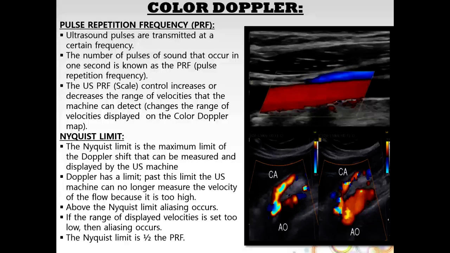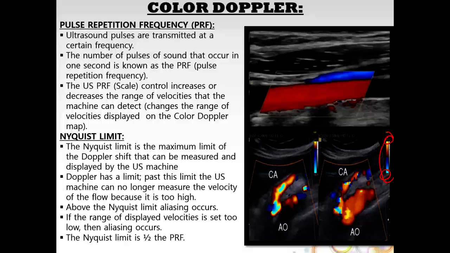All right, so our PRF, this is our pulse repetition frequency. Ultrasound pulses are transmitted at a certain frequency. The number of pulses of sound that occur in 1 second is known as the PRF. This ultrasound PRF, also known as the scale control, increases or decreases the range of velocities that the ultrasound machine can pick up. So on that color Doppler map here, it increases or decreases the range of the velocities of that number there.